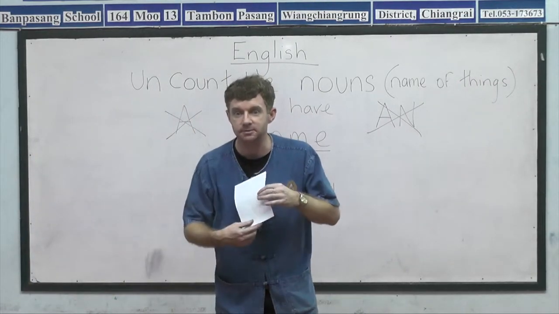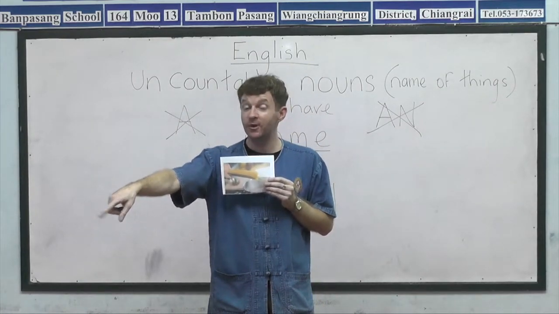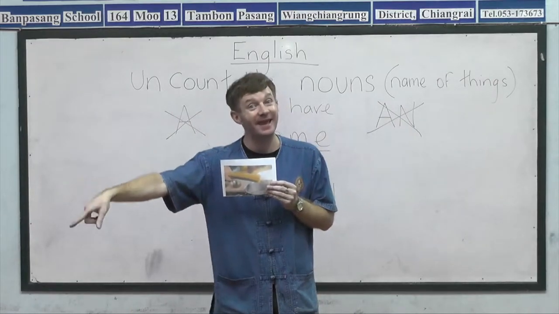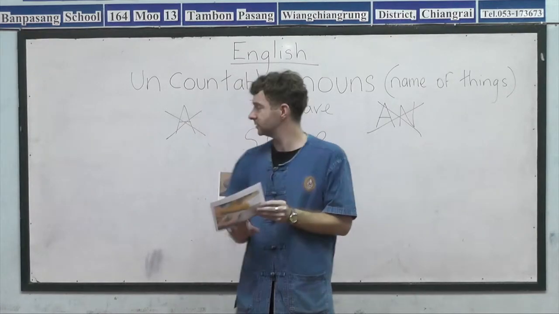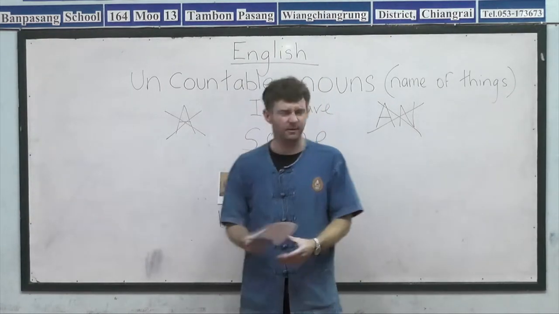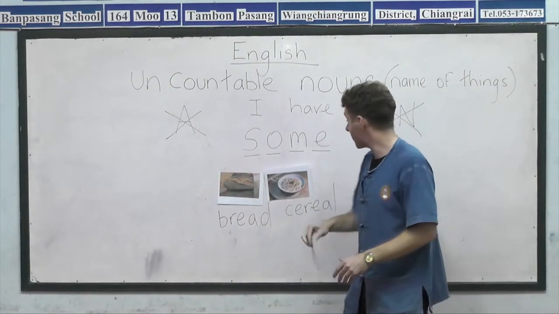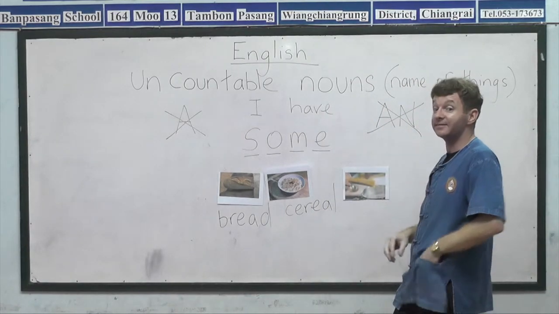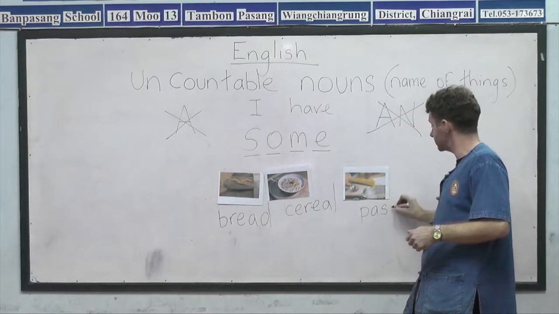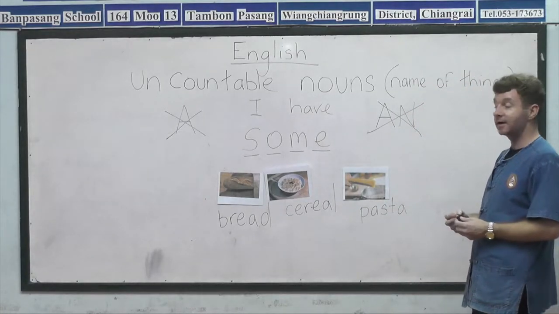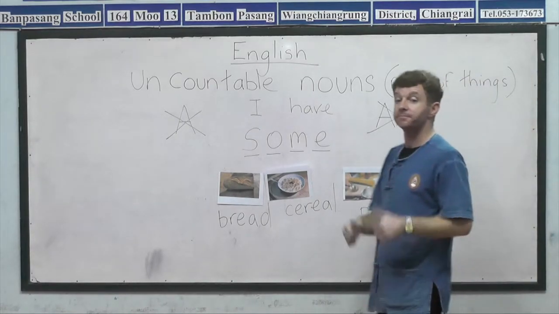Who knows what this is? Pasta. Spaghetti is the right too. This is how we make spaghetti. But before it becomes spaghetti, it is? Pasta. A pasta? No. An pasta? No. Some pasta. Some pasta. How do we spell pasta? P-A-S-T-A. I have some pasta. Some pasta. Excellent.